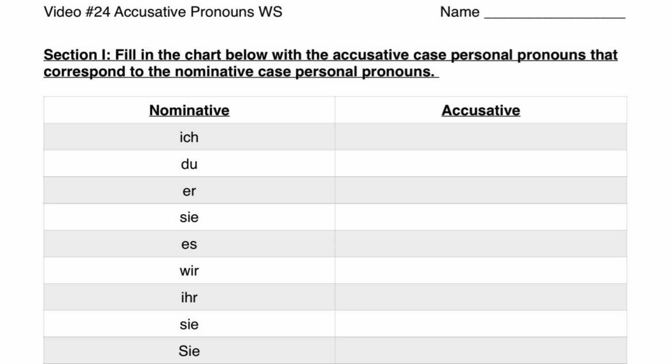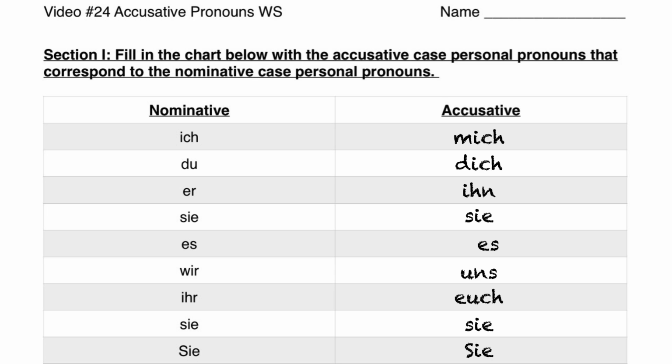So, if you are using ich in the accusative case, you have to use mich. Du becomes dich. Er becomes ihn. Sie doesn't change, it just stays sie. Es also doesn't change, es. Wir changes to uns, same as it does in English. We changes to us. Ihr changes to euch. Sie, meaning they, doesn't change, stays sie. And sie, for the formal version, also stays sie. So, in English we have I, me, you, he, him, she, her, it, we, us, you, they, them, and then you.